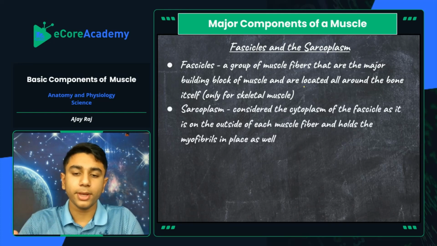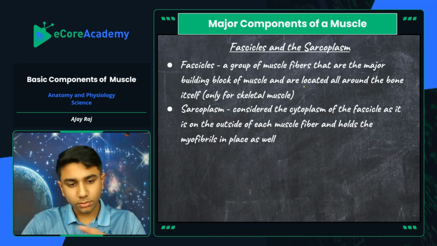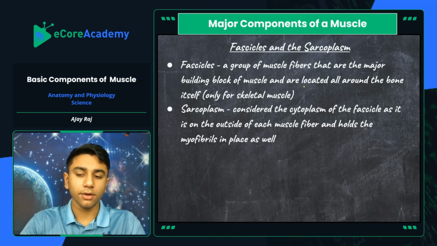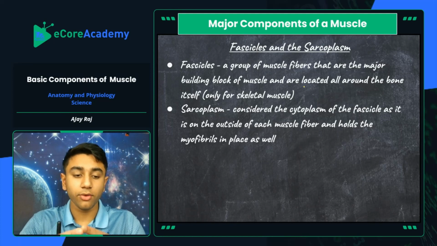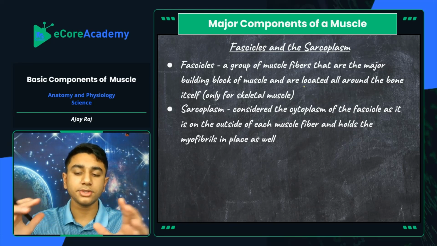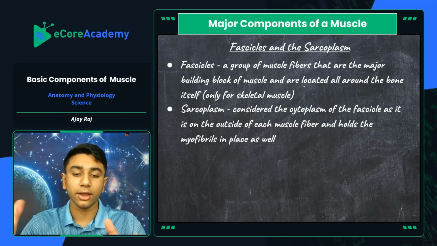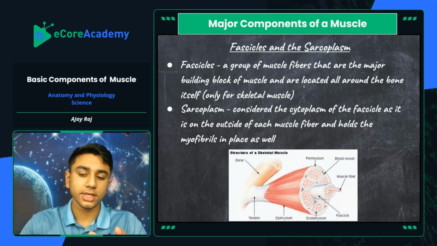And then here we have the sarcoplasm, which is considered the cytoplasm of the fascicle, and it surrounds the outside of each muscle fiber. If you think about the muscle fiber, that was that little covering over it. That's the sarcoplasm, which keeps it all together from the sides. Although the sarcoplasmic reticulum and sarcoplasm are kind of subsections of each other, they're outside of each muscle fiber, and they hold the myofibrils in place as well in order to anchor them to the fascicle and keep them all together.